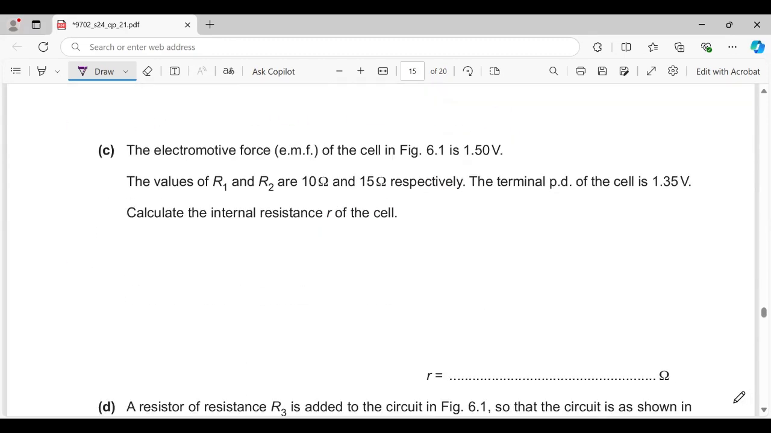Next, the electromotive force EMF of the cell is 1.5 volts. The values of R1 and R2 are 10 ohms and 15 ohms respectively. The terminal potential difference of the cell is 1.35 volts. So the electromotive force is 1.5, while the potential difference of the cell is 1.35. We're going to calculate the internal resistance R of the cell.